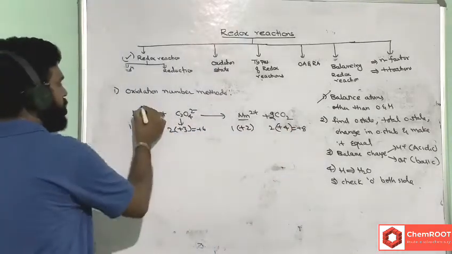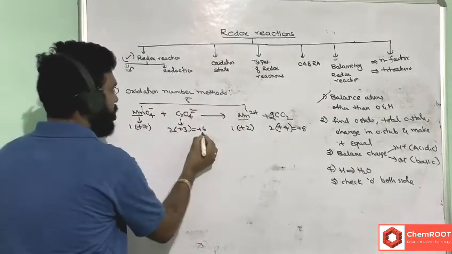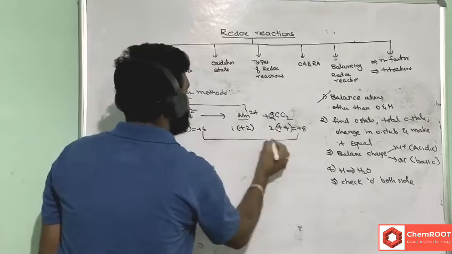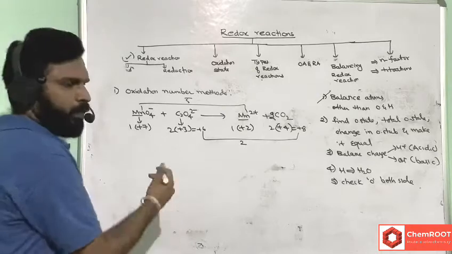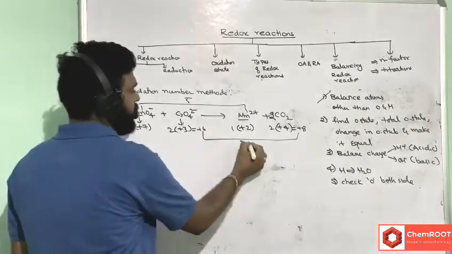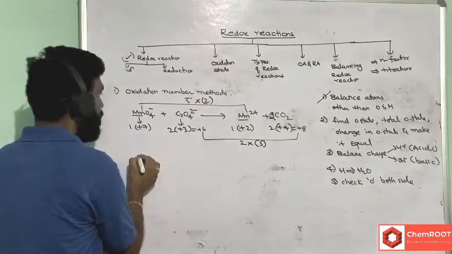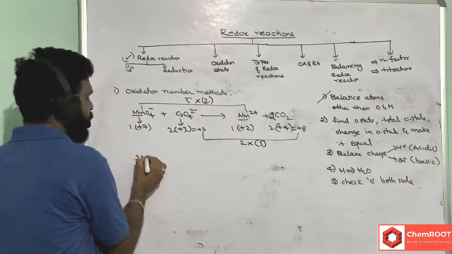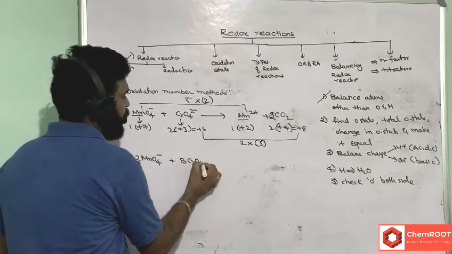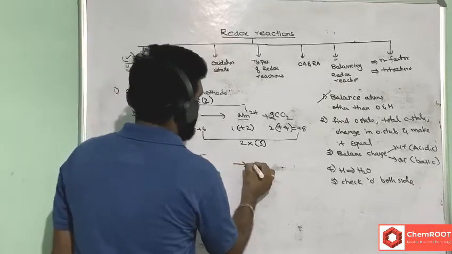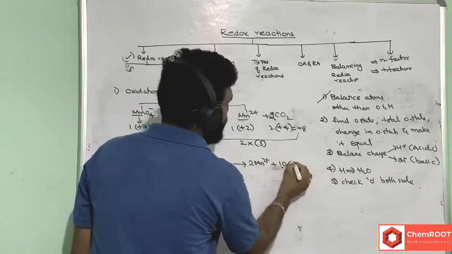Now change in oxidation state. What is the change? Plus 7 to plus 2, 5. Plus 6 to plus 8. So change in oxidation state we found. We have to make it equal. So this is a 5, this is a 2. So 5 times, this is 2 times. Now what you will get? 2 MnO4 minus plus 5 C2O4 2 minus and 2 Mn2 plus and 10 CO2.